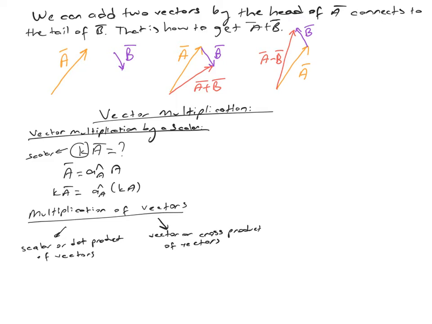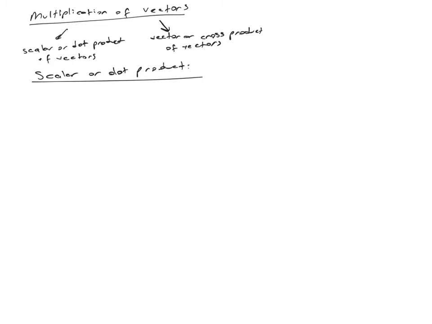There are two kinds of multiplication for vectors. The first one is scalar or dot product of vectors, and the second one is vector or cross product of vectors. Let's continue with scalar or dot product.